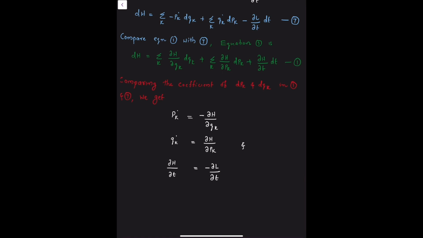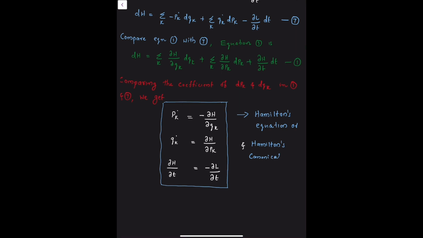So we have three first order differential equations: pk dot is equal to minus ∂H/∂qk, qk dot is equal to ∂H/∂pk, and ∂H/∂t is equal to minus ∂L/∂t. These equations are called Hamilton's equations or Hamilton's canonical equations of motion. And please note that it is a first order differential equation.